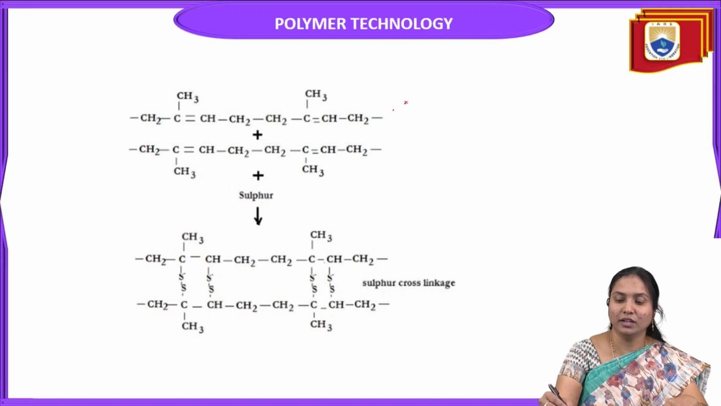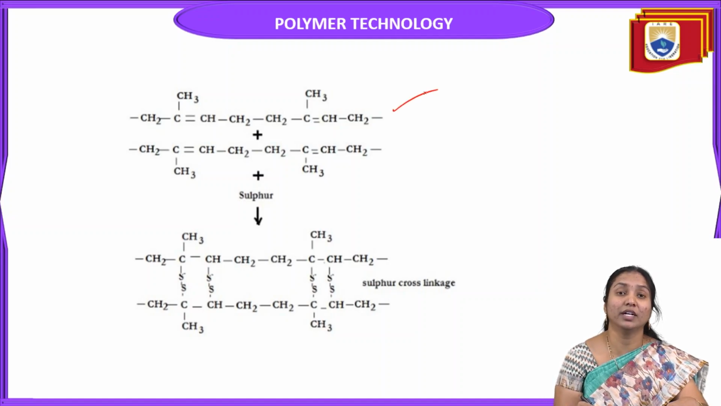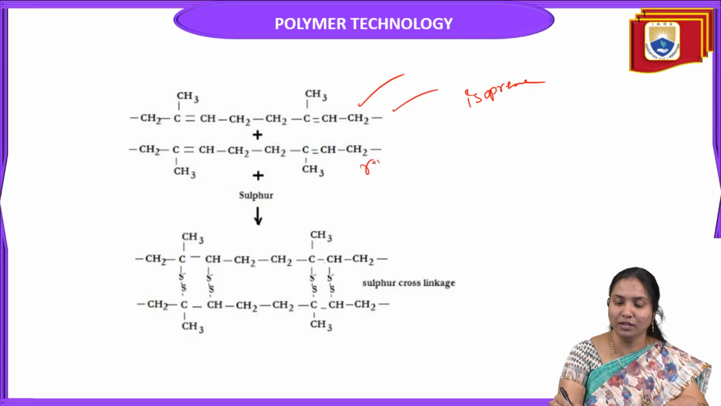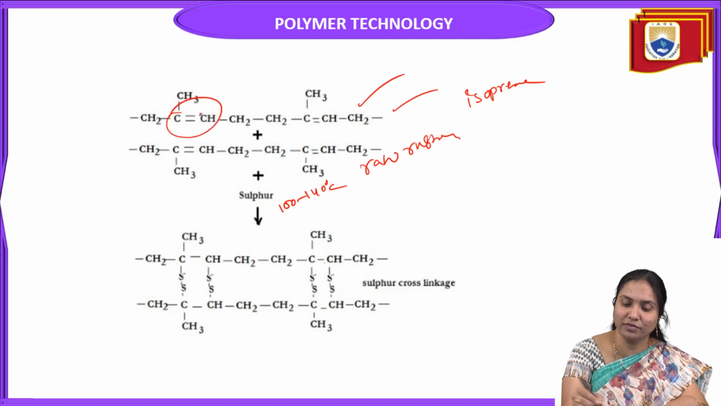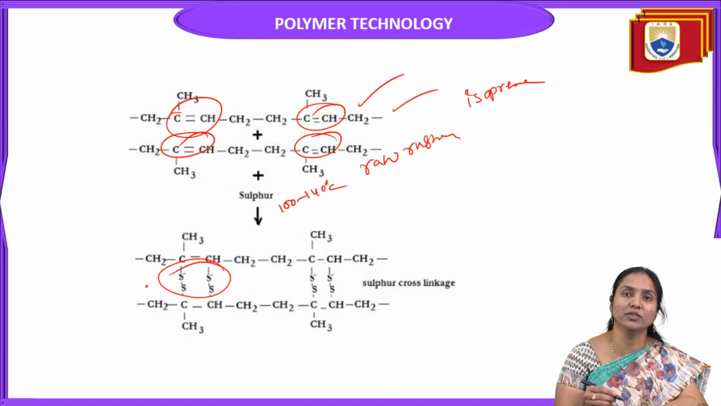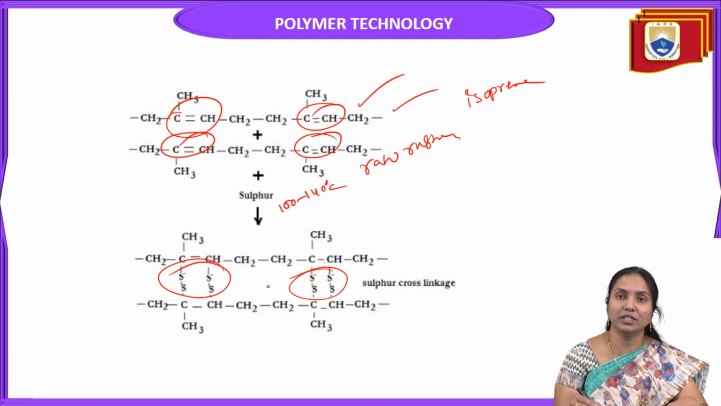So here this is a rubber. Generally it is natural rubber, and its basic unit is isoprene. These isoprene molecules undergo polymerization, then form polyisoprene. So these are the isoprene chains. Then this raw rubber is heated with sulfur at 100 to 140 degrees centigrade temperature. In this case sulfur combines at the double bonds of the rubber chains. It forms sulfur crosslinks with the double bonds of the rubber chains. This is called vulcanized rubber.